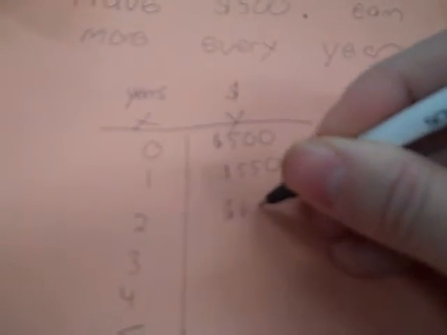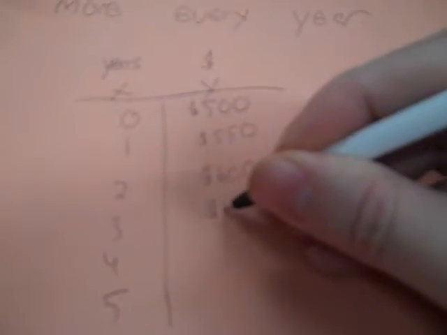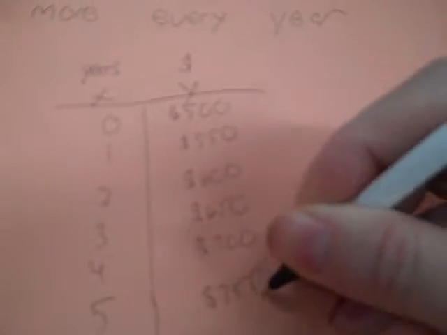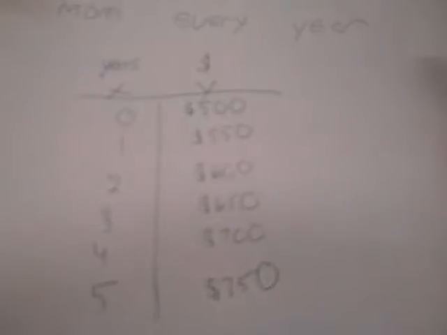Okay, so 500. Then after year one, we earn $50 more, so that would be up to 550. And then $50 more, now I'm at 600. To 650, to 700. To 750. Okay, well, that's like no duh. Now, since that always increases by 50 every time, it's what we call linear.